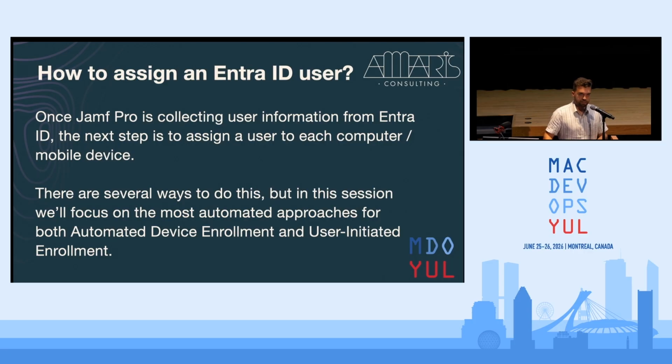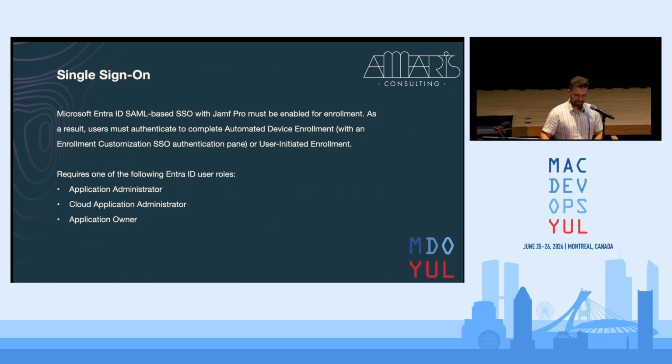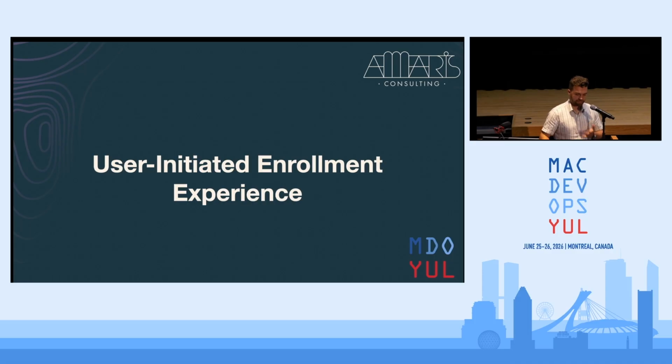So how do we assign an Entra ID user under user and location? Well, there are multiple ways to do this. I'm just going to show two quick ones that require SSO to be in place. First thing we need is the single sign-on integration to be in place with Entra ID. Once again, I'll not show how to do this, but I'm sure you know how to, or you have it in place. As a result, let's say a user does a manual enrollment, a user-initiated enrollment.